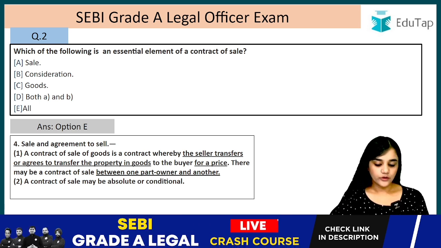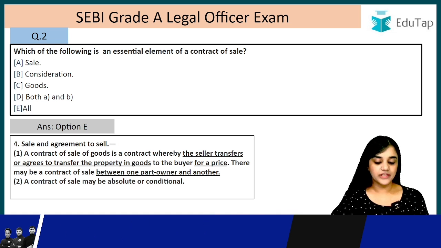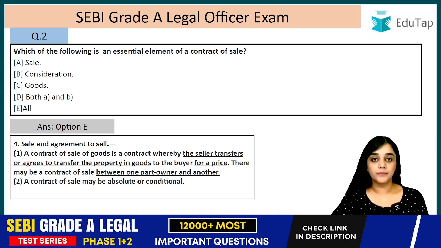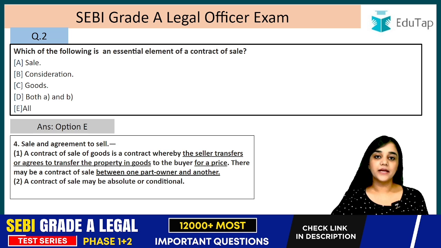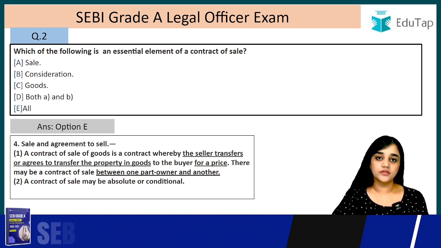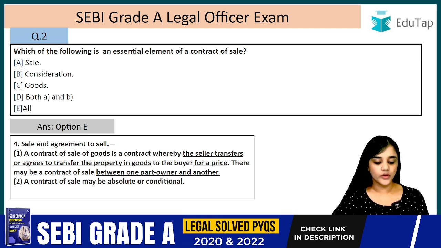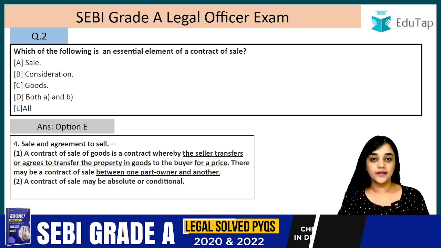There may be a contract of sale between one part owner and another. For example, A and B jointly buy a car. Now A says that I want to give up my share of that car, right? And B says, okay, I'm ready to buy it. In that case, both were the owners, and now one becomes the seller and one becomes the buyer. This is what they are saying. There may be a contract of sale between one part owner and another.